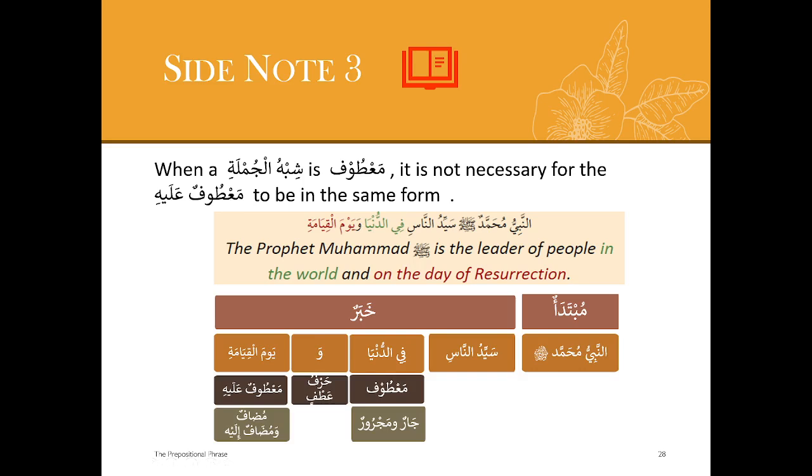So let me repeat that again. Like I said, I need to correct the slide. This should be the ma'tuf alayh, and this is the ma'tuf. They don't have to be in the same form. The Shibh Jumlah can differ. So this is Jawa Majrur, and this is your Zharf with its Mudhaf Ilayh.